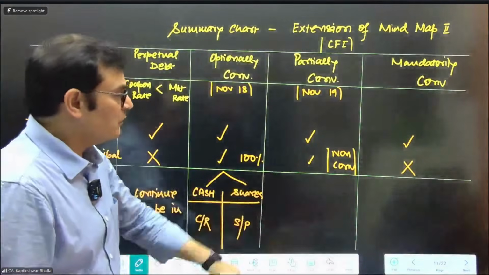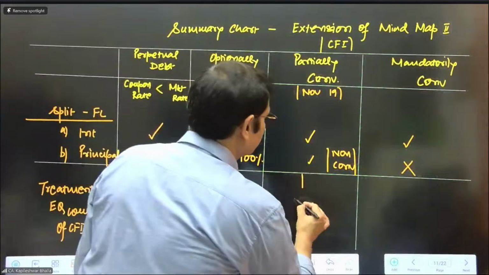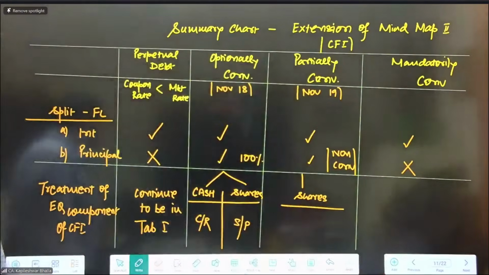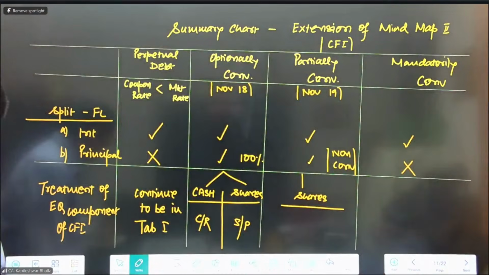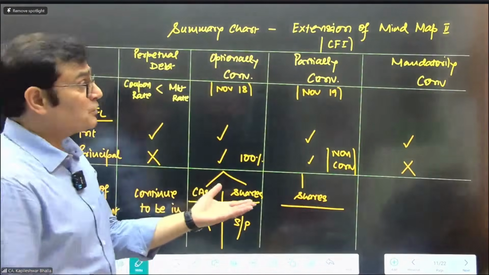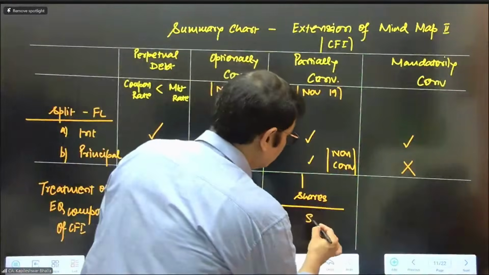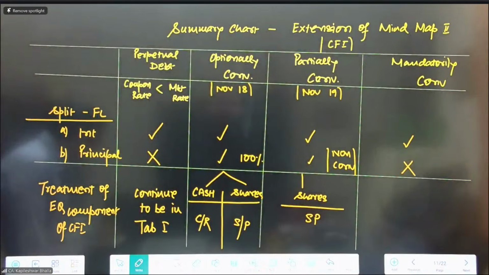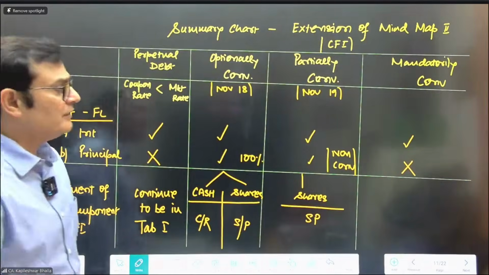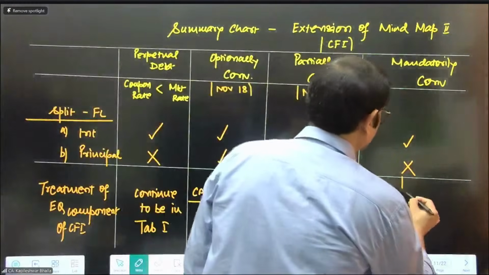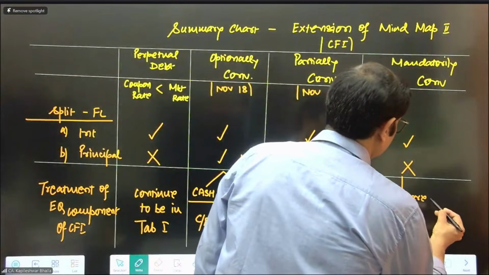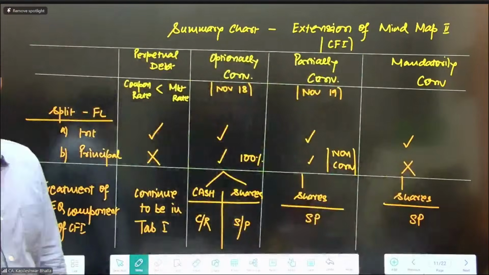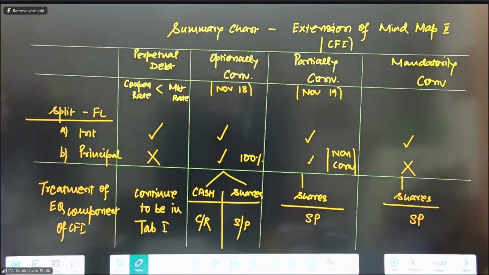Okay, let's go to the next one. If it is partially convertible, of course it is shares. So where do you take that money? If it is partially convertible, this will again go to the share premium itself. Okay, so that is great. Now let's go to the mandatorily convertible. In terms of mandatorily convertible, you're again going to get shares. So can I say this money will also go to the share premium? So the money in this particular case goes to the share premium.